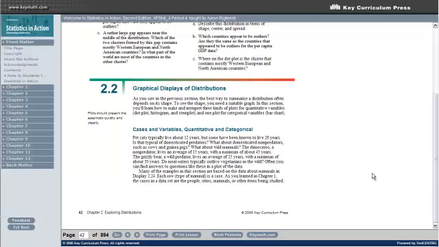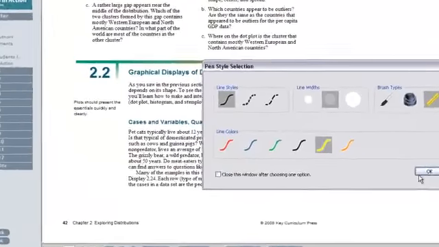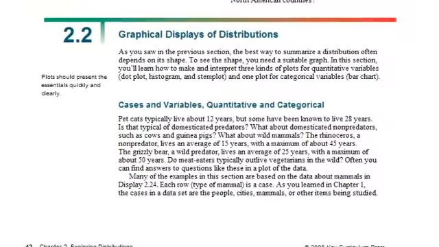You can see in the first paragraph here, I want to switch over to highlighter a second. Okay, we'll go yellow. 3 kinds of plots for quantitative variables, and those are dot plots, histograms, stem plots, and then 1 plot for categorical, and that is the bar chart.